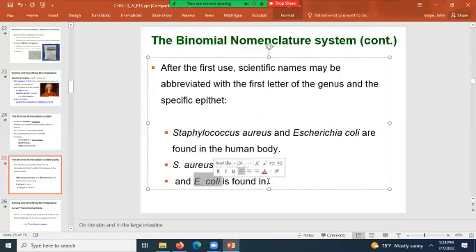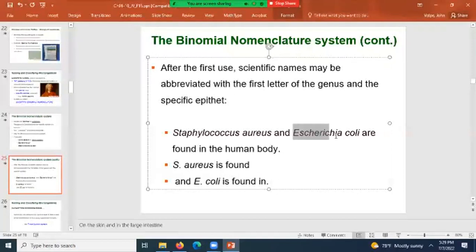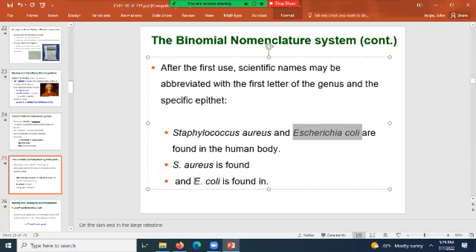However, E. coli is so well known and so well used that even among scientists, they frequently will just say E. coli. And we all know what you mean by that. But specifically, when you're using the nomenclature system, it should be spelled out the first time, Escherichia coli, and then all other times use it as E. coli. Any question about any of that?